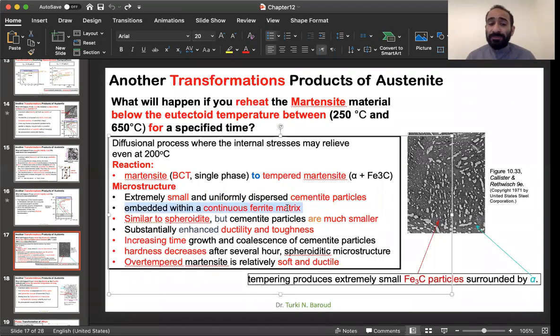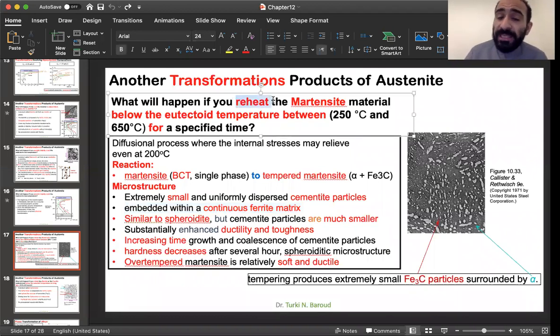Here it says that if you reheat the martensite to a temperature between 250 and 650, you start to transform martensite to tempered martensite, where the iron carbide is going to have small spheres.